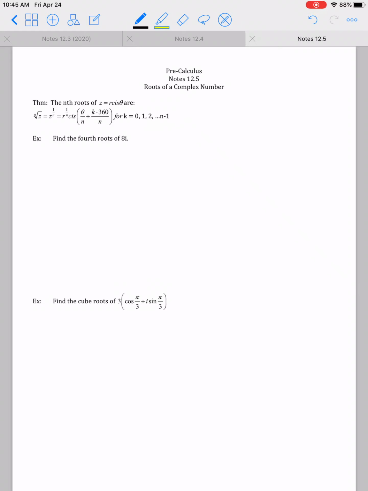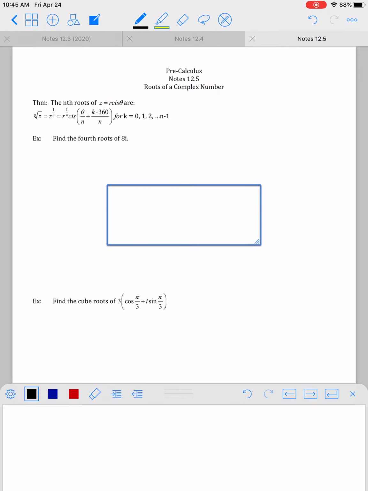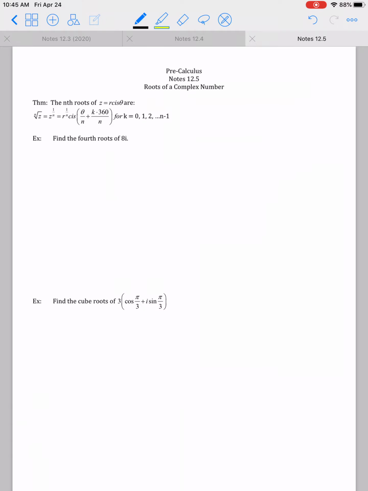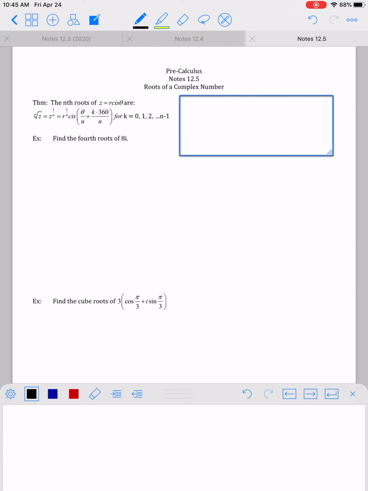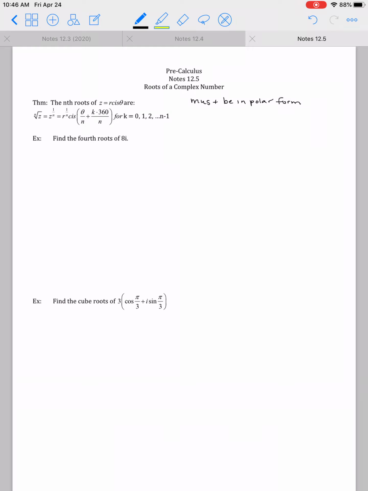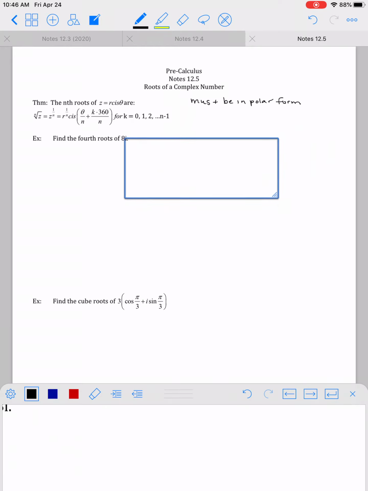This lesson is about finding the roots of a complex number. In the lesson before, we worked on de Moivre's theorem, which is where we raise to powers, and now we're going to find the roots. This can be done in degrees and radians, and the biggest key to the whole thing is that it must be in polar form. So what's happening is we can't use a rectangular form of a complex number. We need to use polar. So here's our formula, and I'll explain it as we go.